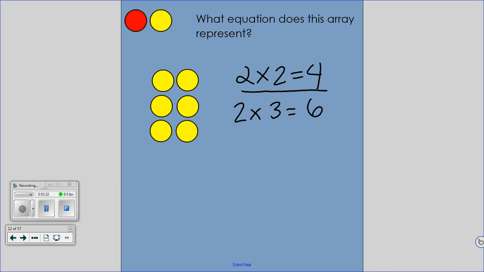Let's add another group of 2. I want a 2 by 4 array on your desk. So now your array looks like this. 2 by what? 2 by 4. 2 columns by 4 rows. A 2 by 4.